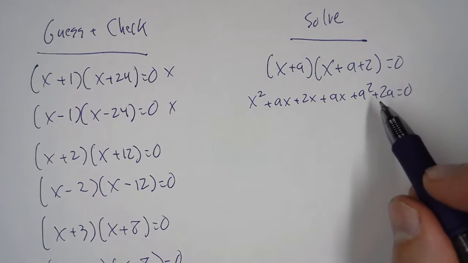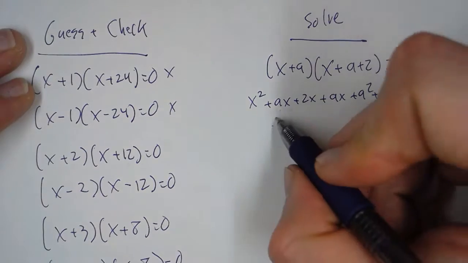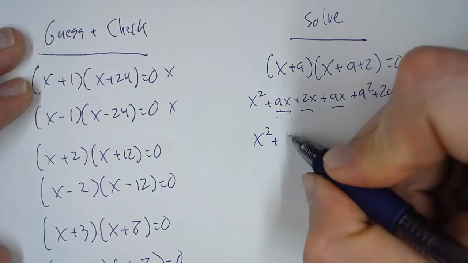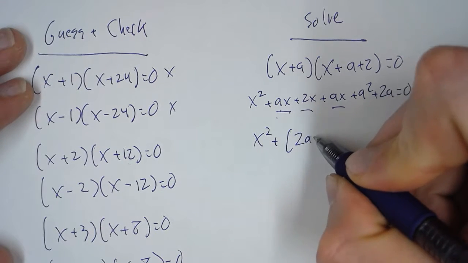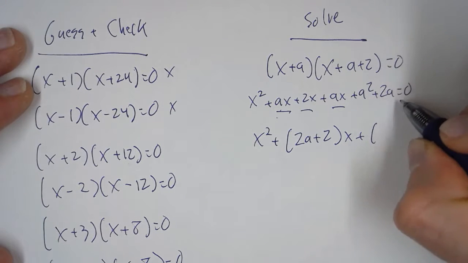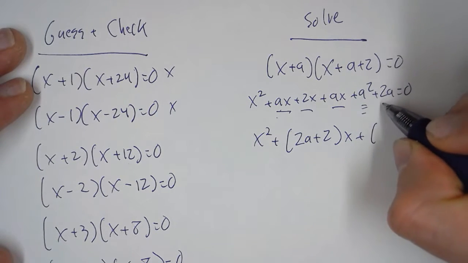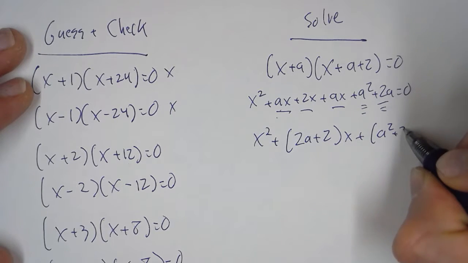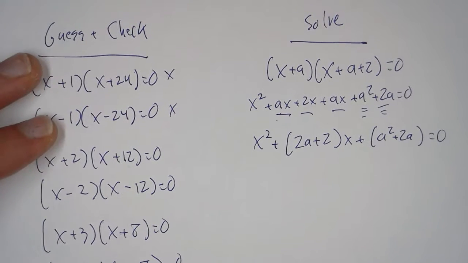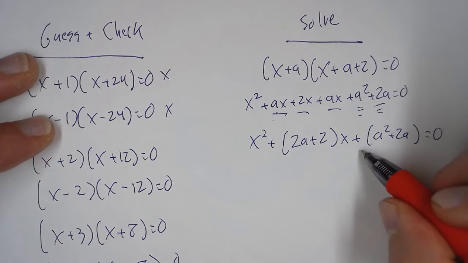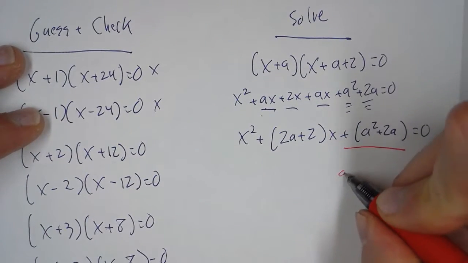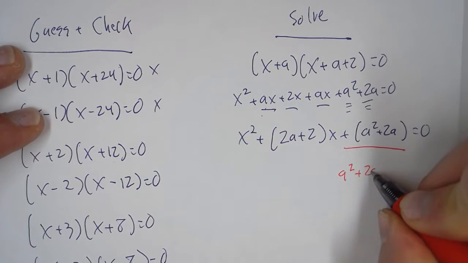Now if I combine like terms, let's see, these three all have an x. So x squared plus (2a plus 2)x plus, and then these two do not have an x at all. So a squared plus 2a equals 0. All right. Now, what do we know? Well, we know what this is. We know that this quantity equals 24. So we know that a squared plus 2a equals 24.